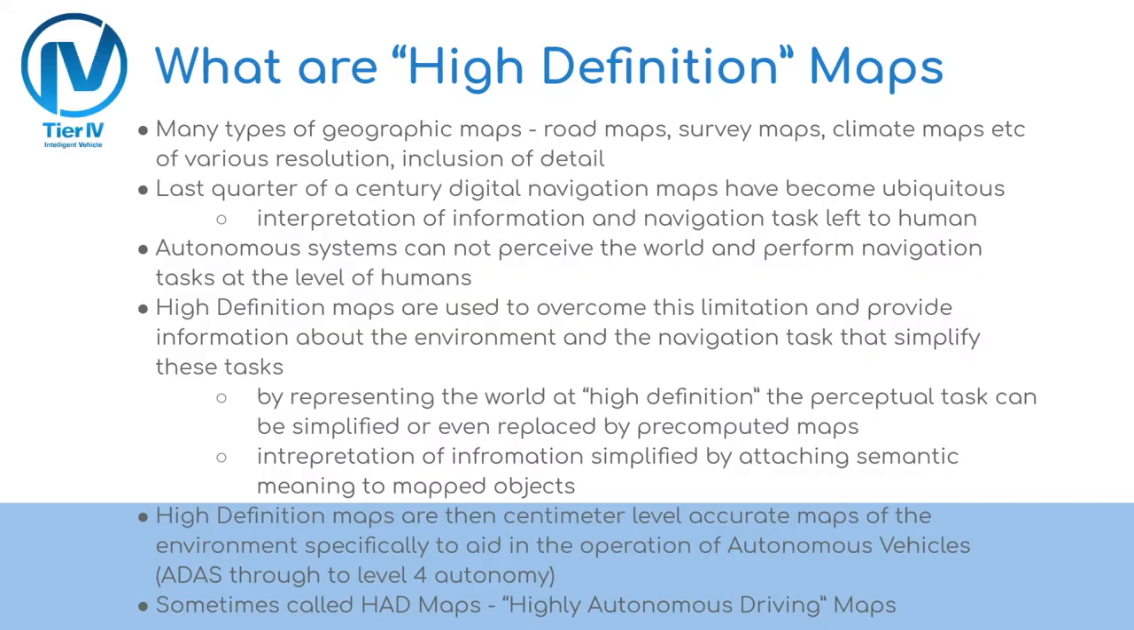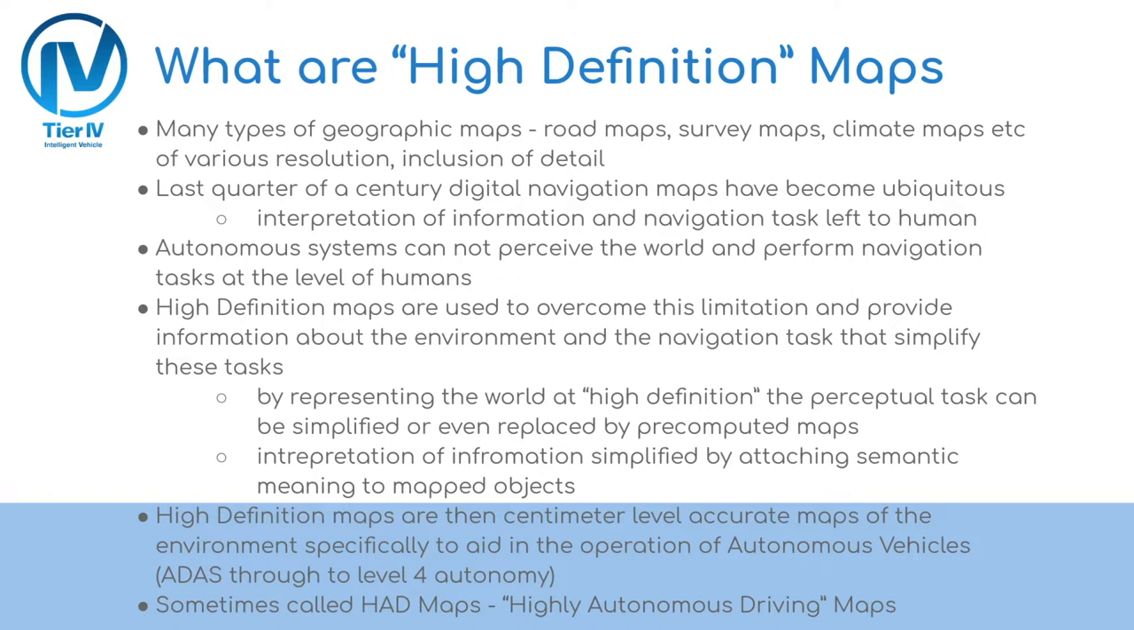There are many types of geographic maps in use in the world today: roads, survey, climate, terrain maps, and even satellite images. These have varying levels of resolution and inclusion of detail, many of which could be said to be high definition. But these can be more or less useful for the task of autonomous driving. It is not simply the characteristic of being high definition which defines an HD map.